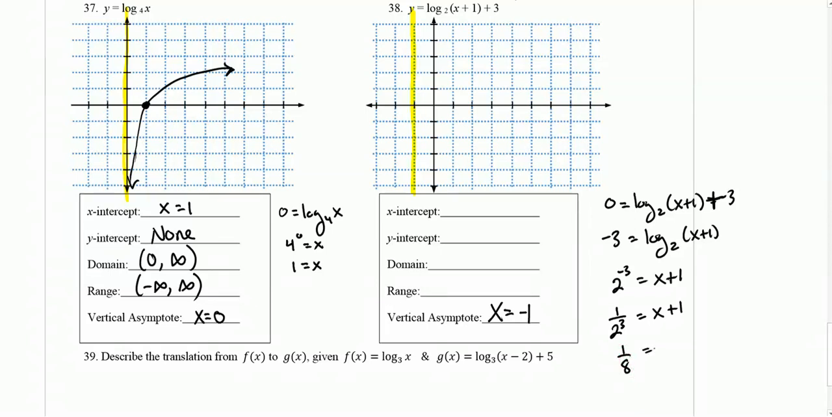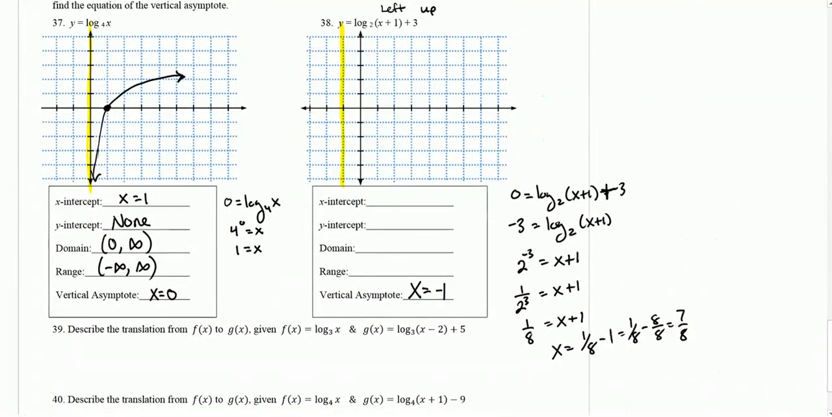And now I'm going to subtract 1. So x is 1/8 minus 1, which is 1/8 minus 8 over 8, which is 7/8. So 7/8 is between 0 and 1. I'm sorry, this should be negative 7/8. Between 0 and negative 1. About right there, closer to negative 1.